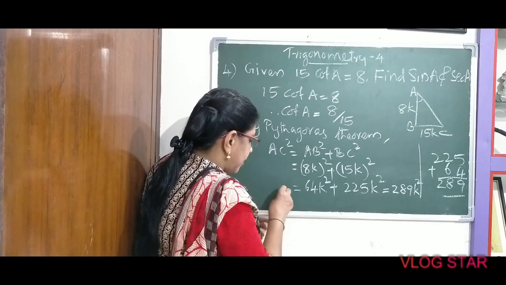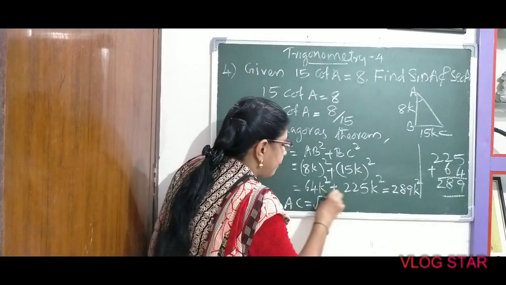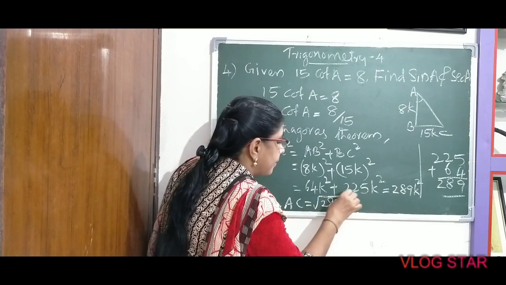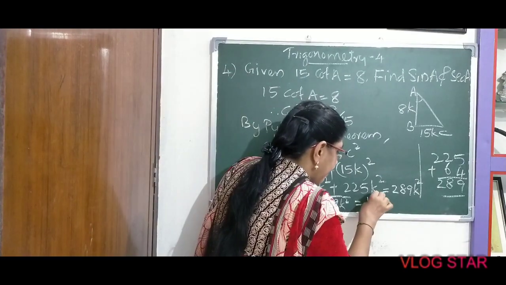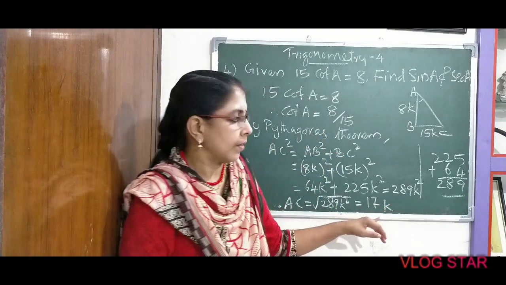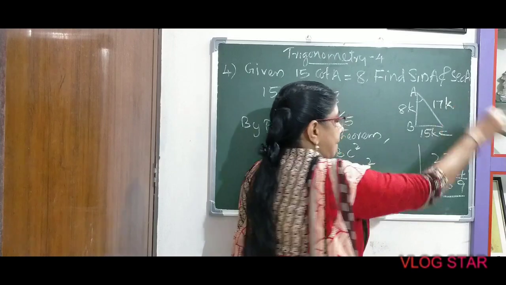Therefore, AC is the square root of 289K square. The square root of 289 is 17, and the square root of K square is K itself. That is, we get AC equal to 17K.